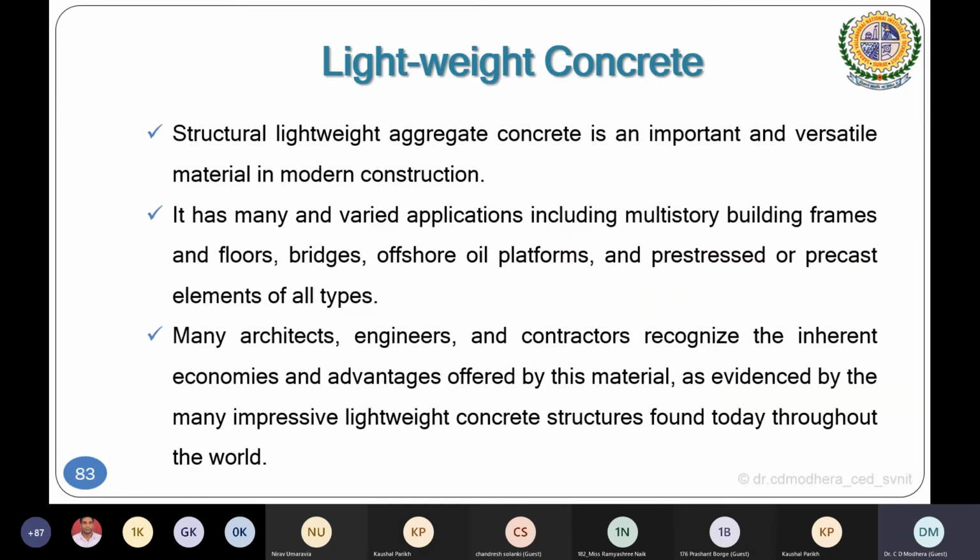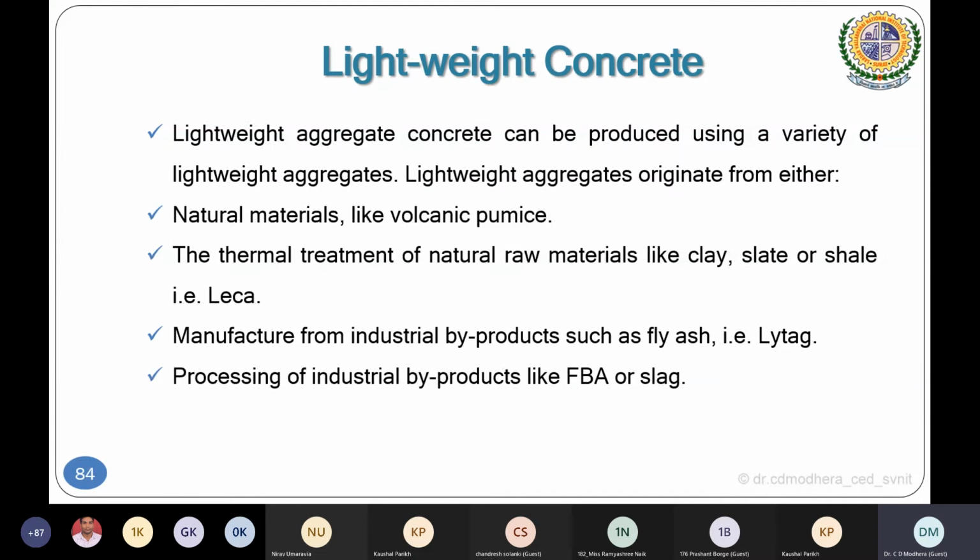Structural lightweight aggregate concrete is an important and versatile material in modern construction. That is just fundamental, it is written. It has many and varied applications, including multi-story buildings or frames, floors, bridges, offshore oil platforms, prestressed or precast elements of all types. Many architects, engineers, and contractors recognize the inherent economy and advantages offered by this material, as evidenced by the many impressive lightweight concrete structures found today throughout the world.